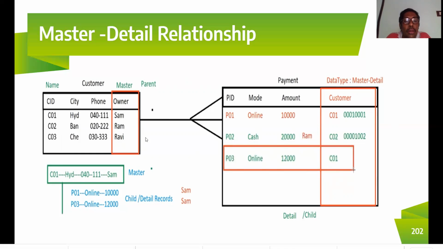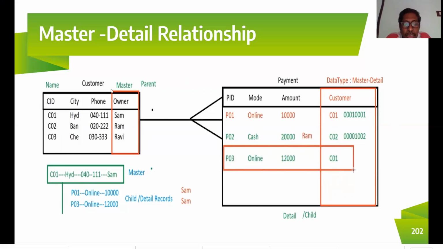So likewise, here you can see for C01, who are the child records? P01 and P03 are the child records. For these two records, who is the owner? Sam is the owner. This is how we are going to maintain the relationship. We understand the relationship here.